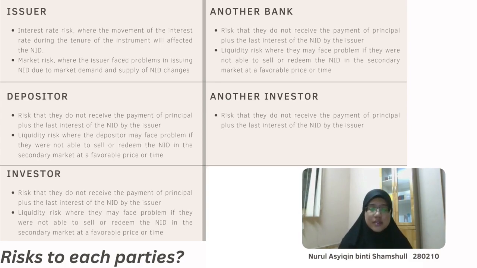Lastly, for another investor, the risk that the investor might face is the risk that they do not receive the principal plus the interest of the NID by the issuer, which has been agreed with the issuer upon maturity.